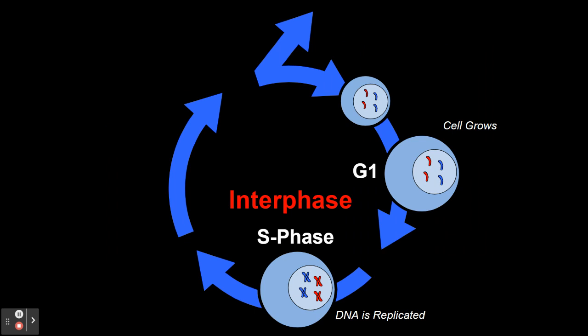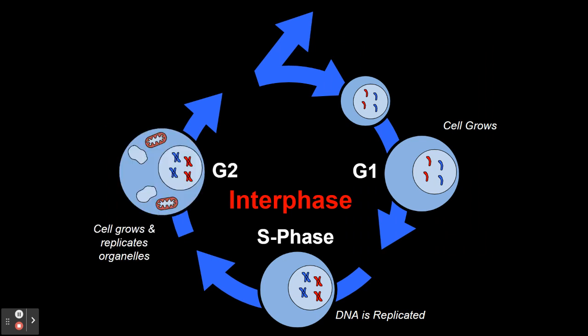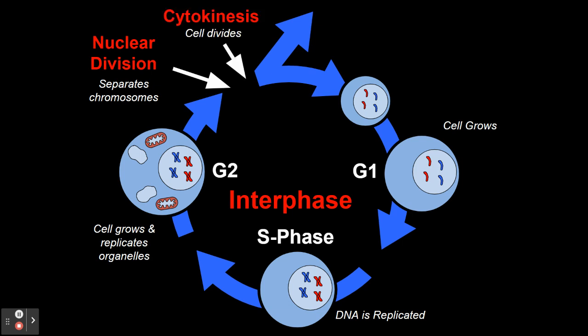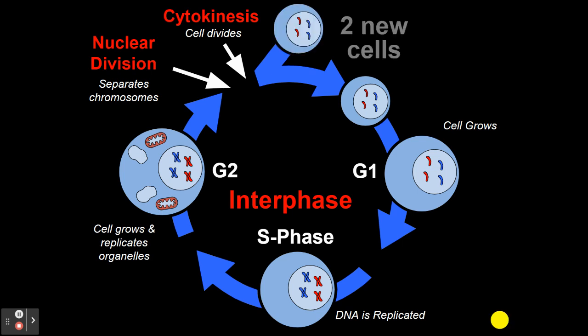Once it's gone through S phase, it's going to go into G2, where it's going to grow a little bit more, replicate the organelles, and now interphase is done. The cell can actually start to divide. First, the nucleus is going to divide. We've got to separate the chromosomes. And once you have the nucleus divided, then cytokinesis can divide the cell, and now we end up with two new cells.